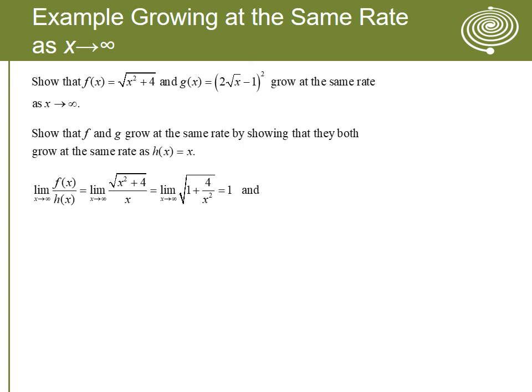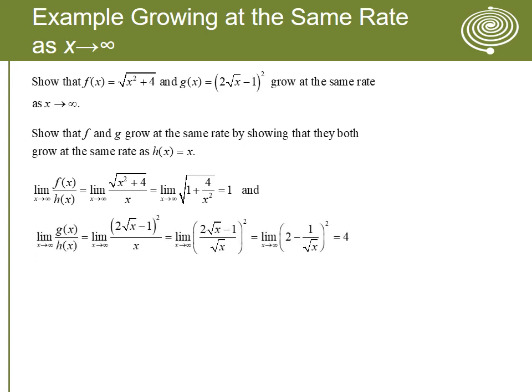Next, let's do the same thing to see how the growth rate of g of x compares with h of x. So we have to take the limit of g of x over h of x as x goes to infinity. So we have the limit of 2 root x minus 1, squared, over x as x goes to infinity. We can put all of them under the same square, but to do that, we have to keep x under the square root, because we know that the square of root x is x.